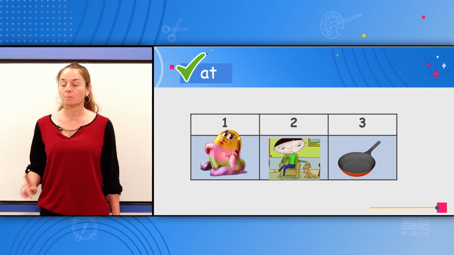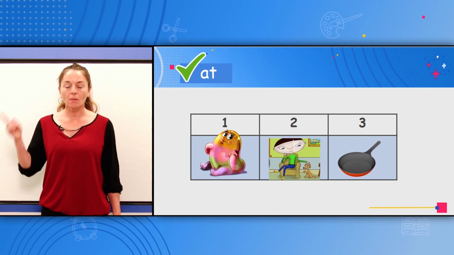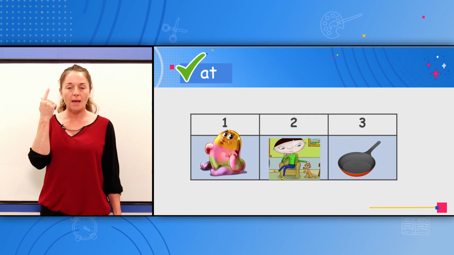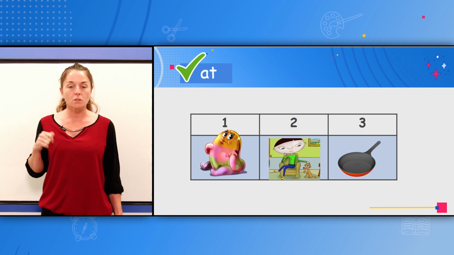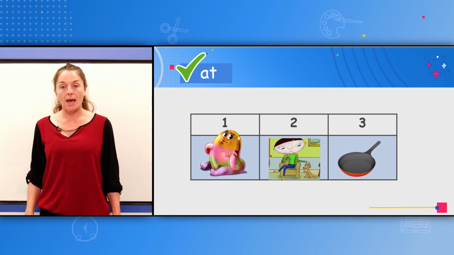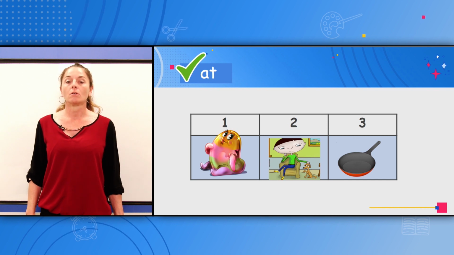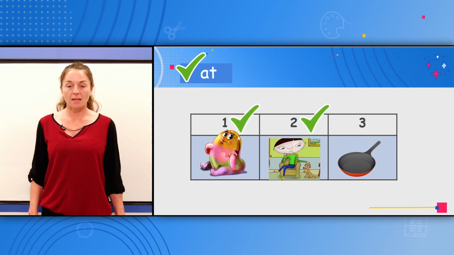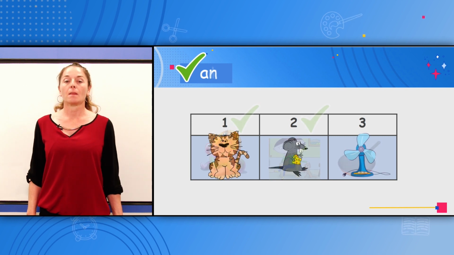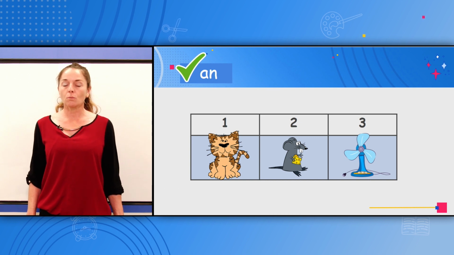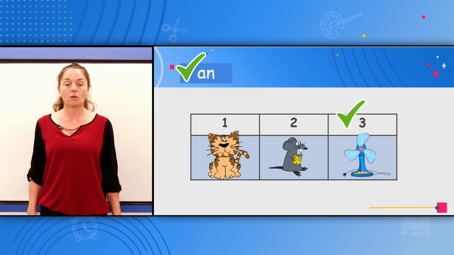Now we have this exercise. You read the word, you say the word in your mind, and you choose 1, 2, or 3, at or an. Okay? At, fat, and pat. Which words end with an? A fan. Very good.